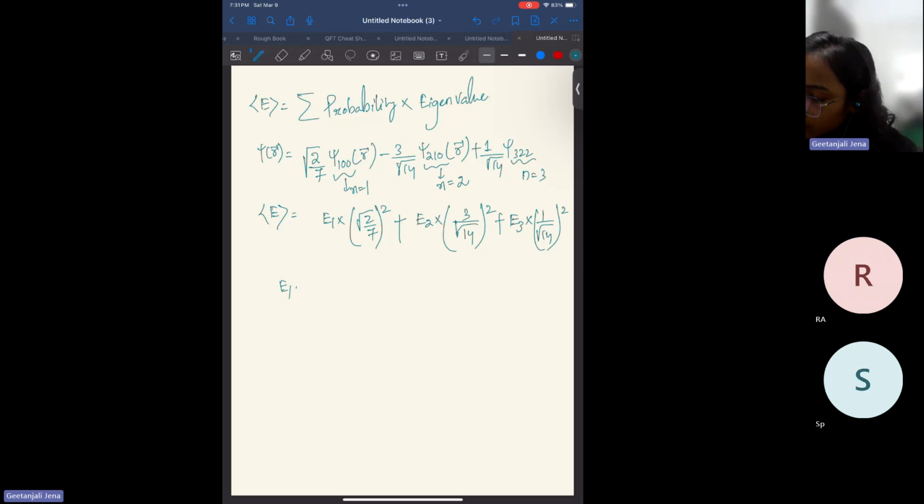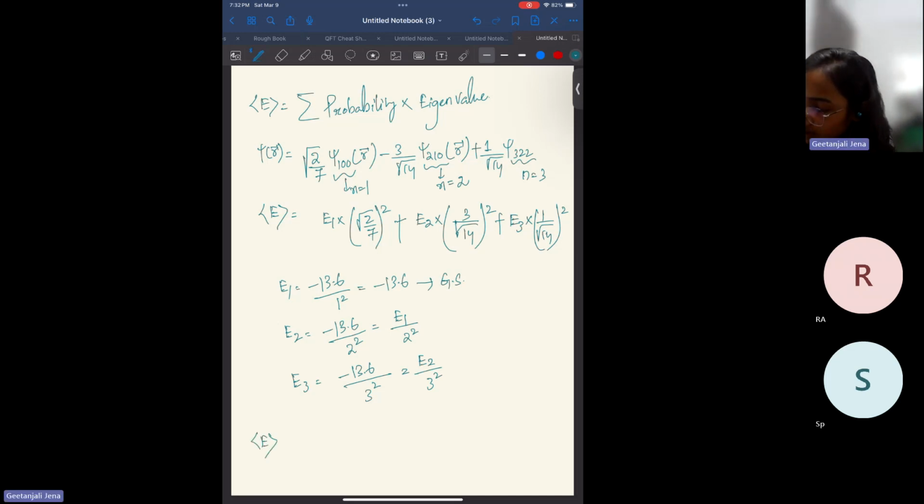So E1, you know, is minus 13.6 by 1 square. This is the ground state energy of this system. And E2 is the next higher state energy, which is minus 13.6 divided by 2 square. Similarly for E3, it is minus 13.6 divided by 3 square. That means it is E1 by 2 square for E2, and E1 by 3 square for E3.